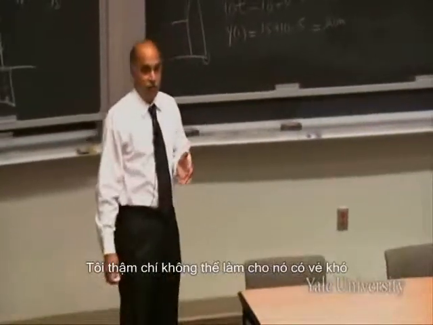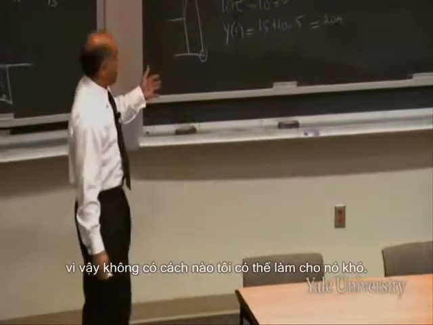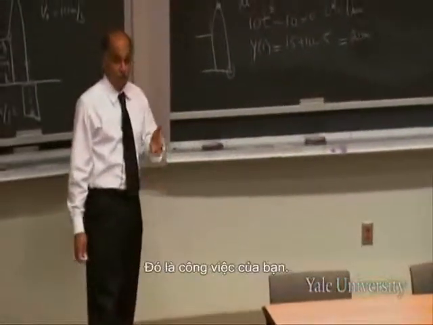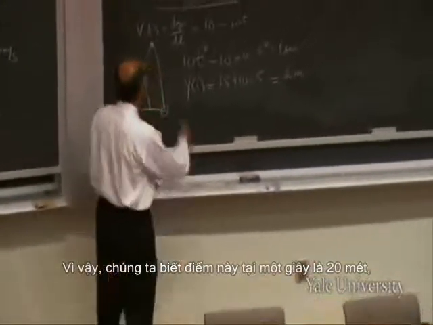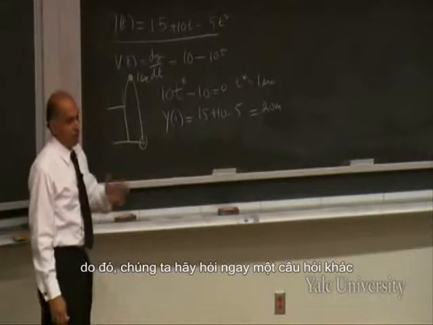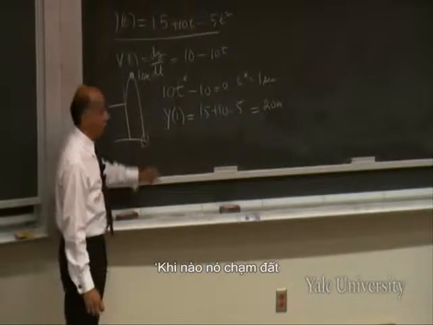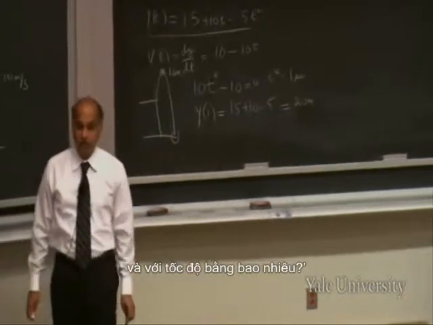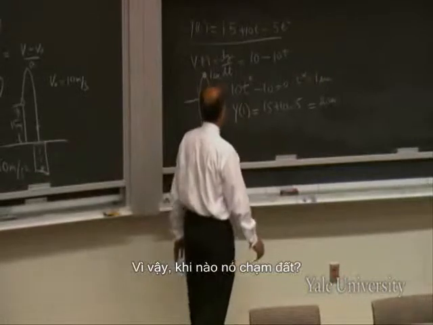I cannot even make it look hard because I have memorized this problem from childhood. So there is no way I can make this look difficult. Okay, that's your job. All right, so we know this point at 1 second is 20 meters. So let's just ask one other question, and then we'll stop. One other question may be, when does it hit the ground and with what speed? A typical physics question.